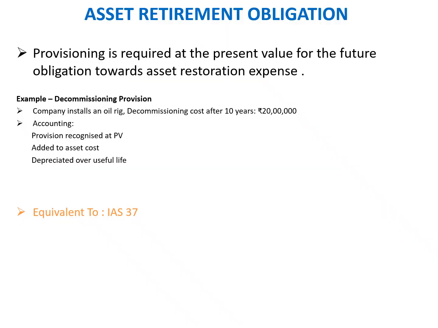Okay, now we'll talk about the treatment of provision when we have an asset retirement obligation. Provisioning is required at the present value for the future obligation towards the asset restoration expense. We have already discussed this in the earlier slide. We have demonstrated with an example here. Let's say we have a decommissioning provision, where we have to completely remove an oil rig, and the decommissioning cost after 10 years is 20 lakh rupees. So first we have to bring this 20 lakh value to the present value by discounting it at a particular discount rate.